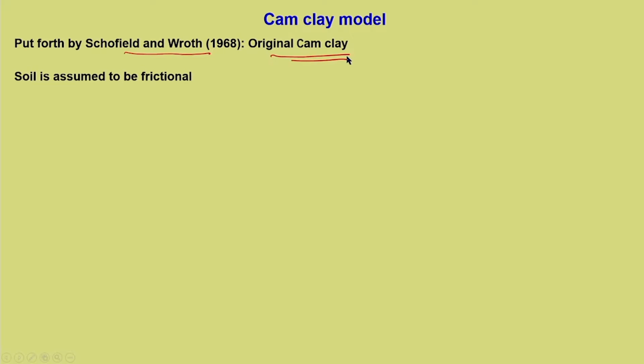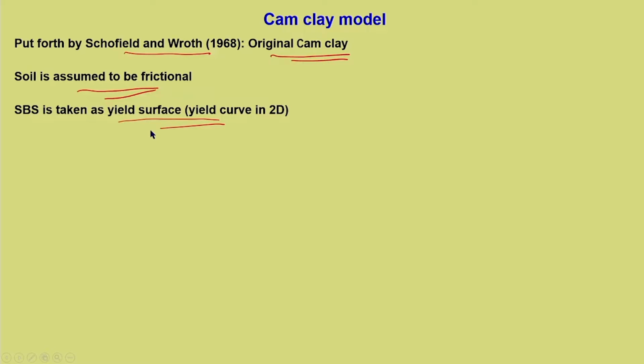Soil is assumed to be frictional. Essentially, it is assumed to be frictional. The soil state boundary surface is taken as the yield surface, or the yield curve in 2 dimensions. It is very easy for us to understand this particular concept. It is a bound which we have seen, and that can be used for defining the boundary. Plastic hardening is related to plastic volumetric strain.